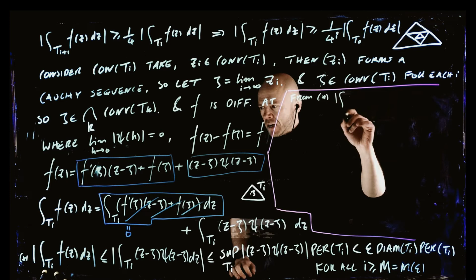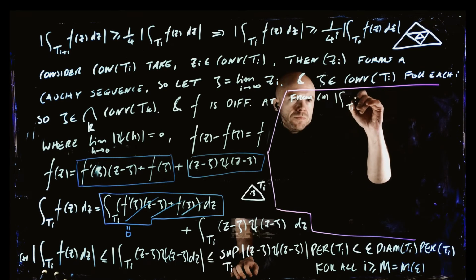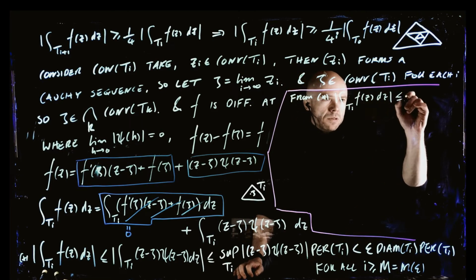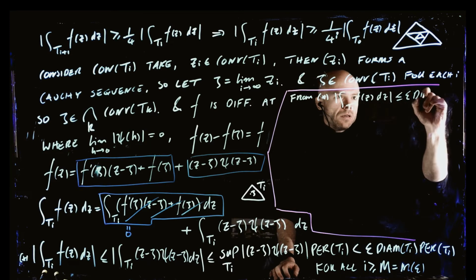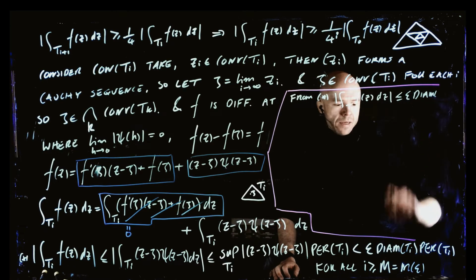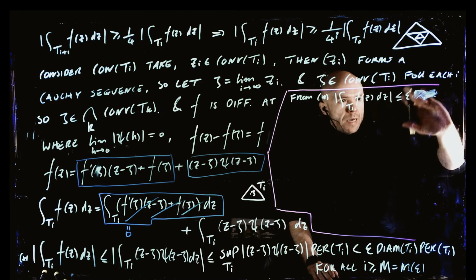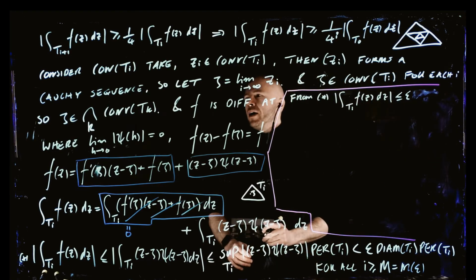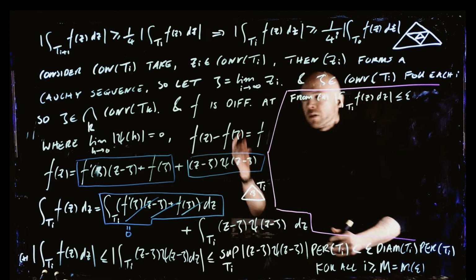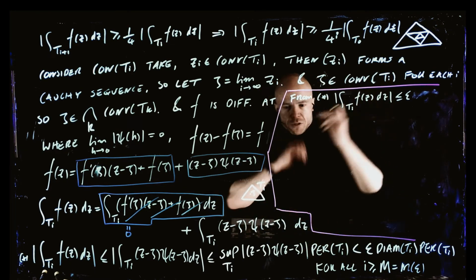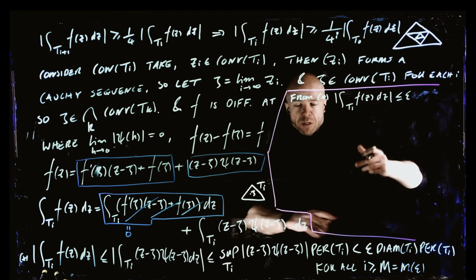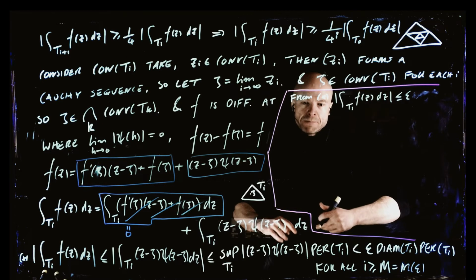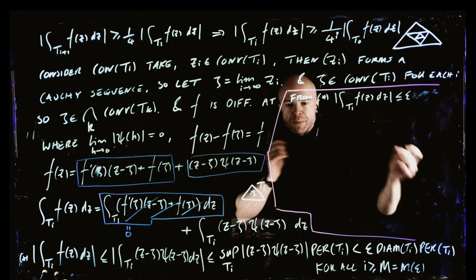From star, we have that the absolute value of the integral of f of z dz is less than or equal to epsilon times the diameter of Ti. Let's actually put in what it is already. We know the diameter of Ti is decreasing in a very specific way. It's not on this board, it's on the last one. Every Ti was the child of Ti minus 1, and the diameter was exactly a half. The same was true of the perimeter. The perimeter was exactly a half.